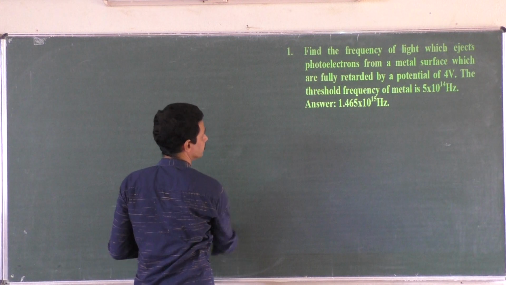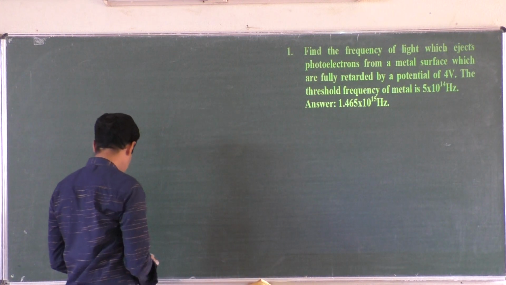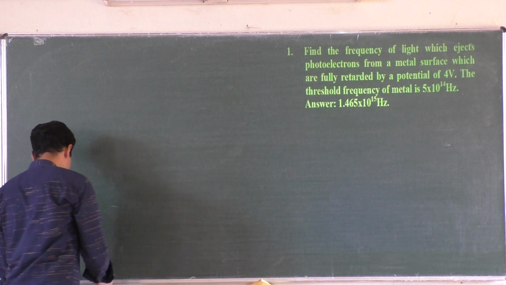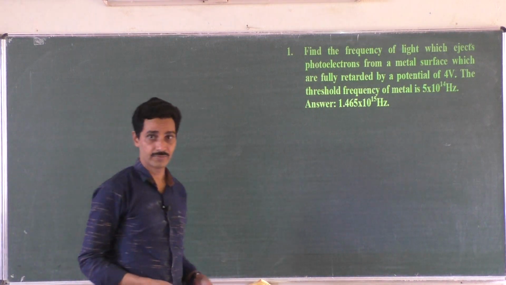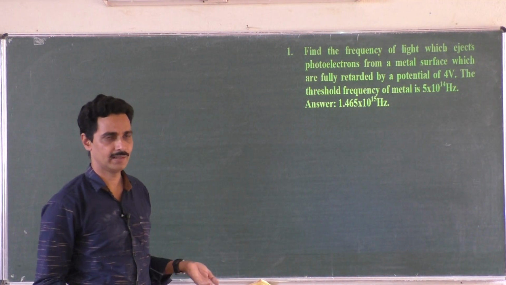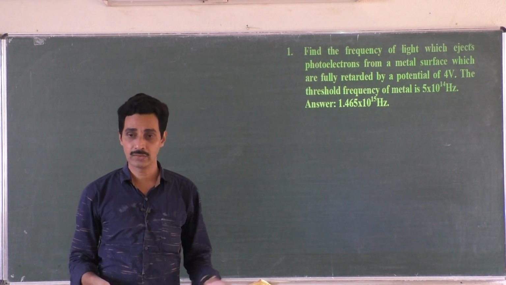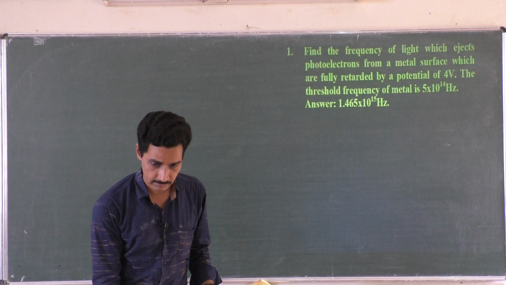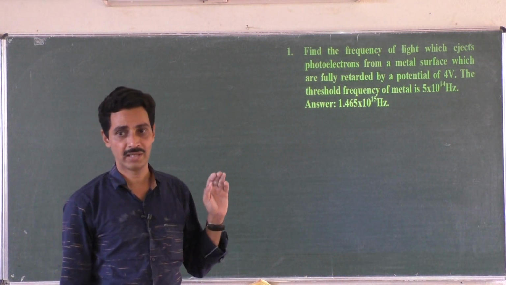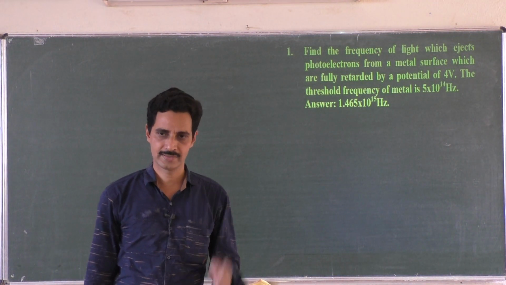Yes, first one. Find the frequency of light. This is in your PDF, right? You need not write it. Just read it and try to solve it. So have a pen and paper first of all, and then a calculator, and be ready with all those things. Don't look at me when I solve the problems. You must do that yourself.